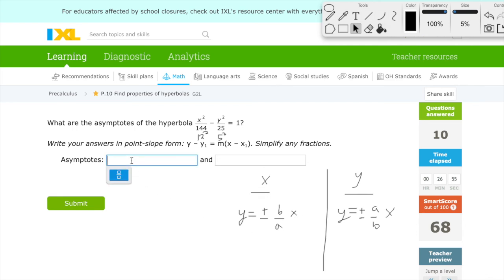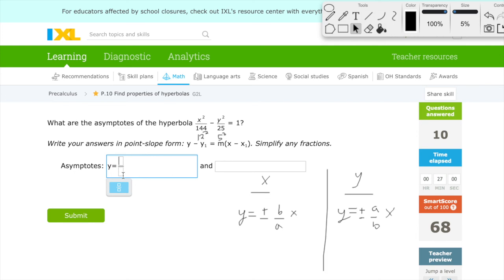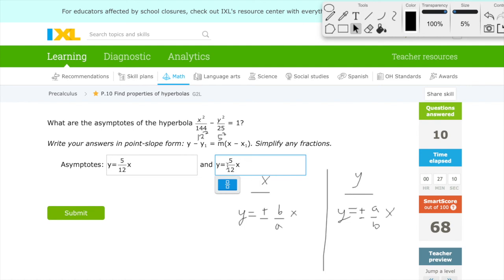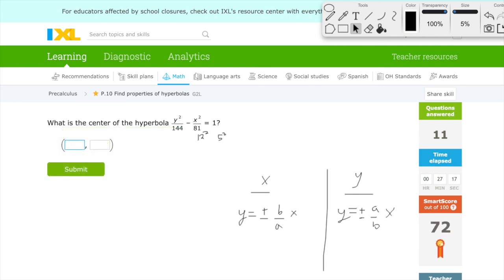So y equals, let's do the positive one first. B is 5, A is 12 times x. I'm actually just going to copy and paste here. You could retype it if you wanted. The second one is the same exact thing except negative. So they should look pretty similar. Super.